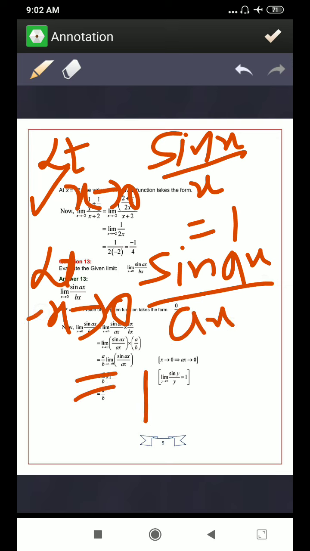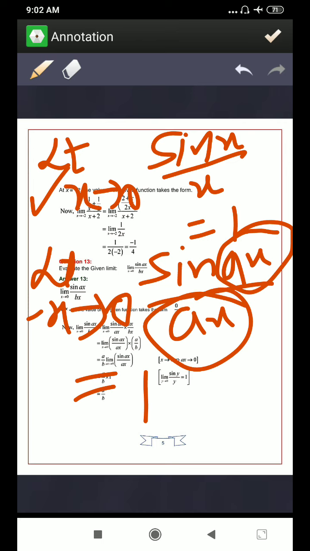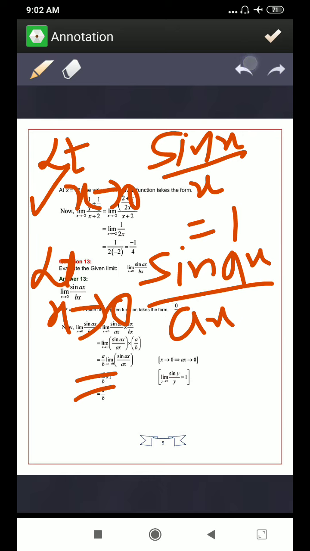So this is the second form of the same theorem. Whatever is given over here, the same thing should be there in the denominator. In place of a you can have any number: 1 by 2, 3 by 2, 5 by 2. So if it is sine 5 by 2x, in the denominator you must have 5 by 2x. So using this theorem we will solve the questions.